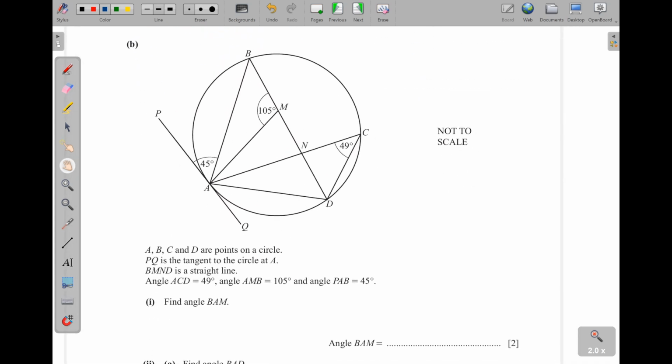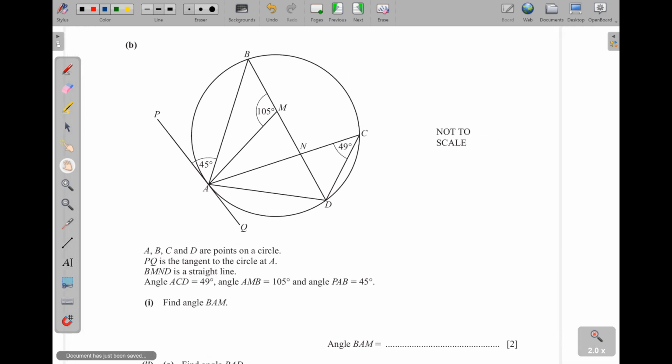Okay, then part B is coming from circle theorems. Okay, A, B, C, and D are points on the circle. PQ is the tangent to the circle at A. BMND is a straight line. Angle ACD is equal to 49 degrees. Angle AMB is equal to 105, and angle PAB is 45. And we are now told to find angle BAM. Angle BAM. So this is the one here. Okay, that is the one there.